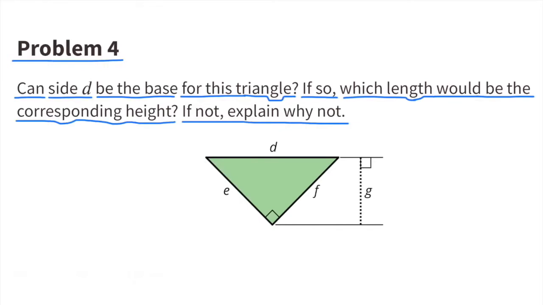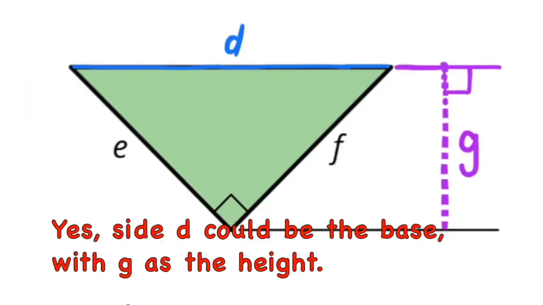Number 4. Can side D be the base for this triangle? If so, which length would be the corresponding height? If not, explain why not. Using side D as the base, I could use G to represent the height because G is at a 90-degree angle compared to side D. Yes, side D could be the base with G as the height.